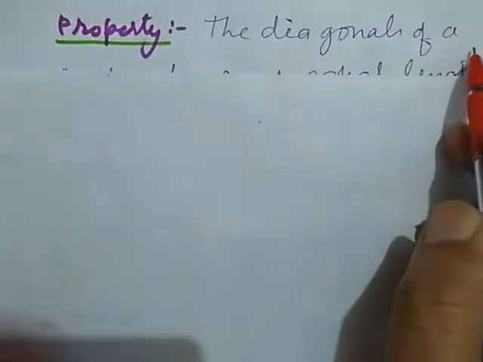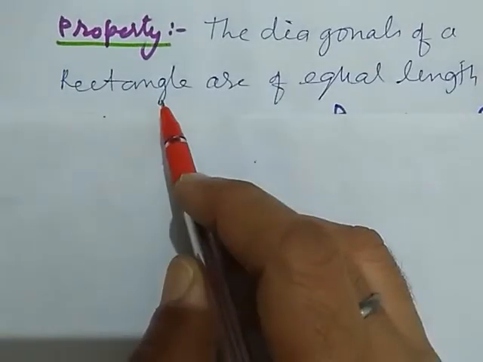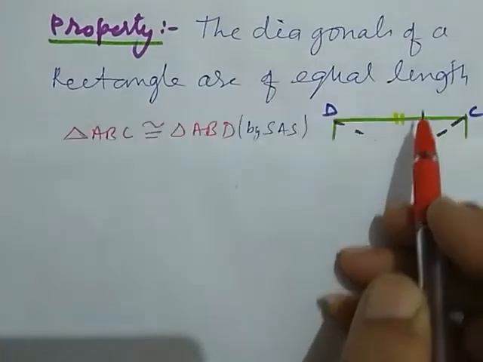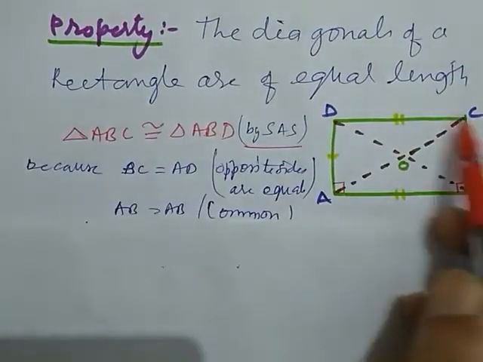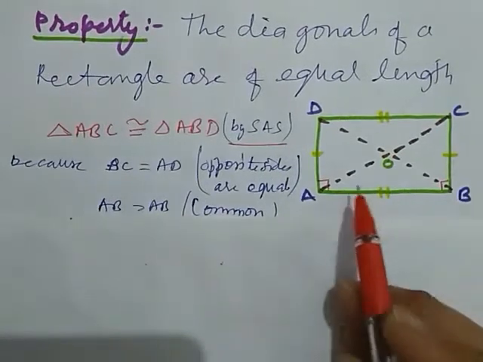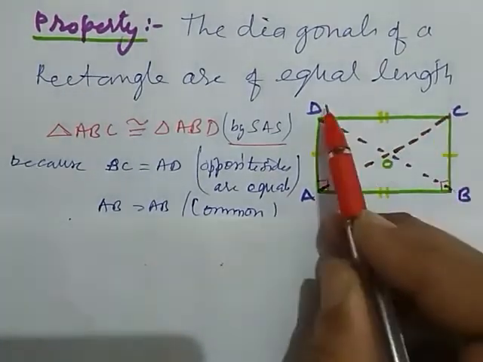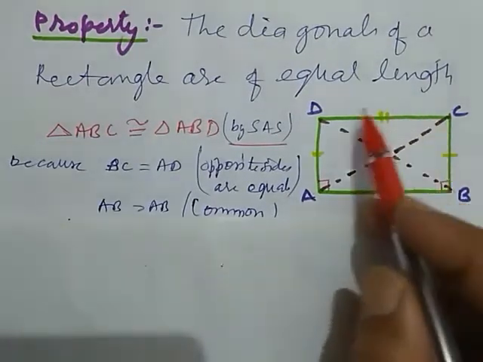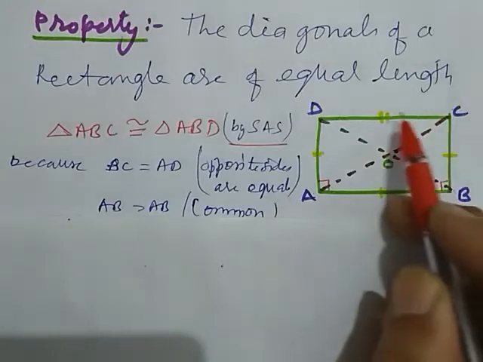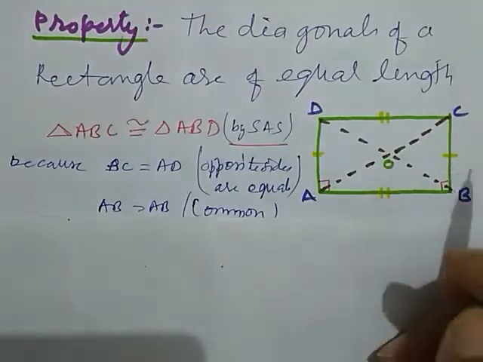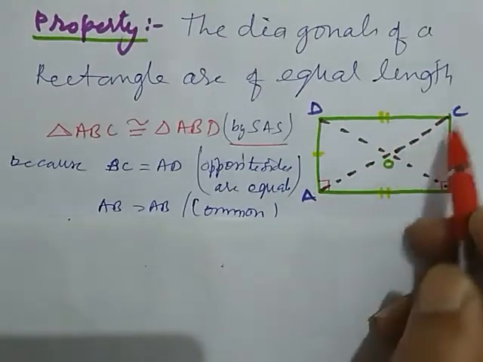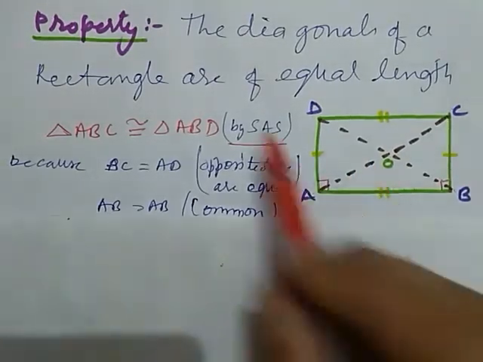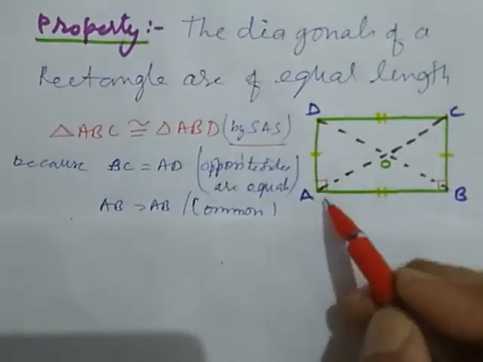Now we learn a property of rectangle. The diagonals of a rectangle are of equal length. This is our rectangle ABCD. ABCD is a rectangle. Here we check some characteristic properties which are met by these diagonals. Here the diagonals of a rectangle are of equal length.